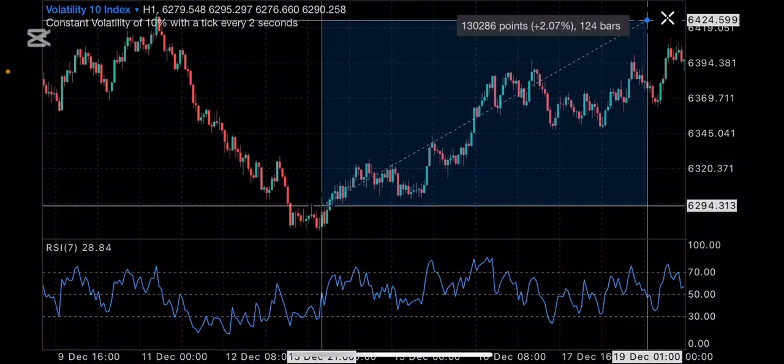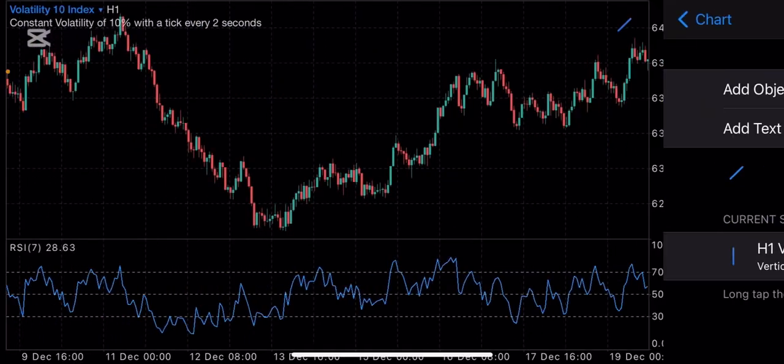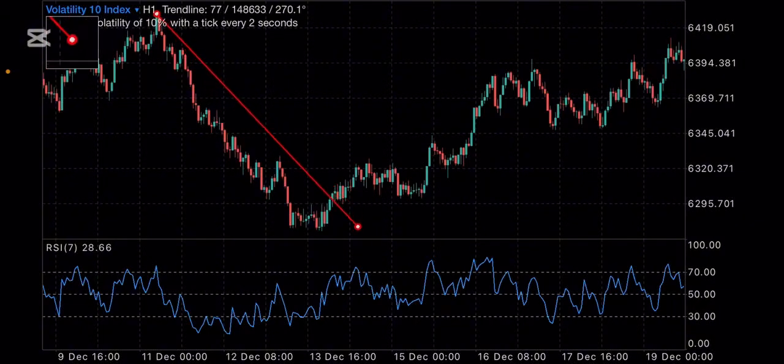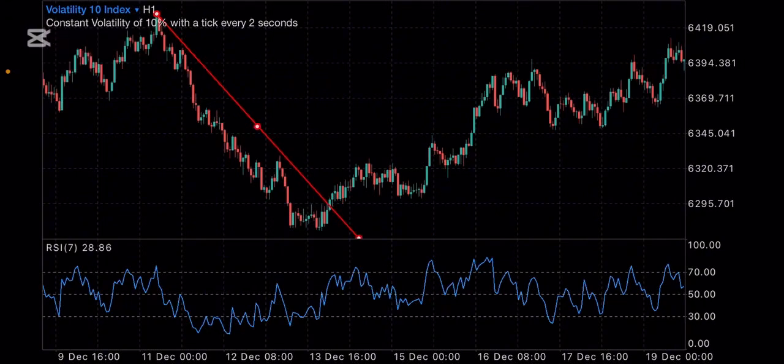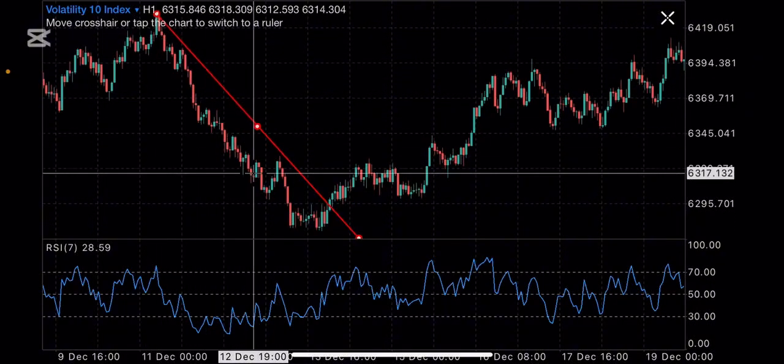So what do we do? How do we determine the trend of the market? That's the first thing you need to do, determine the trend of the market. So I'm going to come here and draw a trend line, right? I'm going to draw a trend line just to determine the initial downward move of the market. So you can see the market came all the way down.